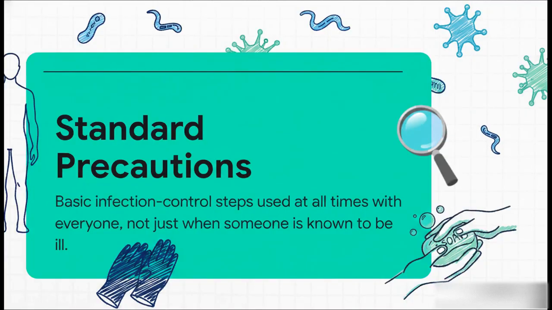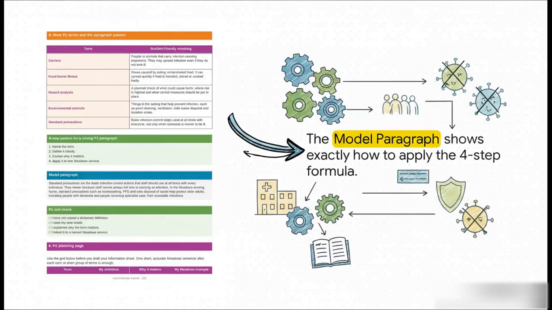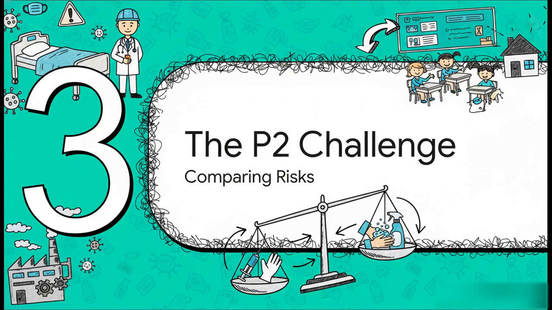Okay, so let's put this into practice. Let's take the term standard precautions. First, you name it. Then, step 2, you define it in your own words. You know, these are the basic things you do with everyone all the time because you just can't see germs. Now, what's so great about this slide is how it pulls all 4 of those steps together into a perfect paragraph. It defines the term, explains why it's important, and then, here's the magic part, it links it directly to the Meadows nursing home, mentioning the vulnerable residents there. That's the level of detail we're after. All right, P1 formula, check.